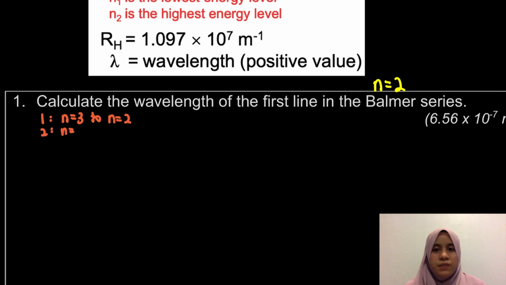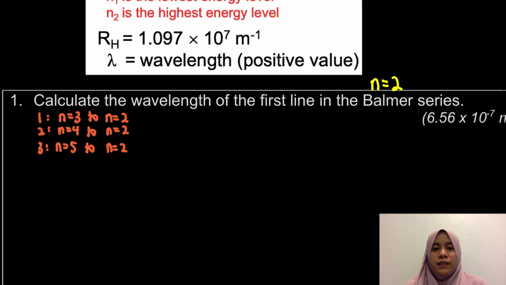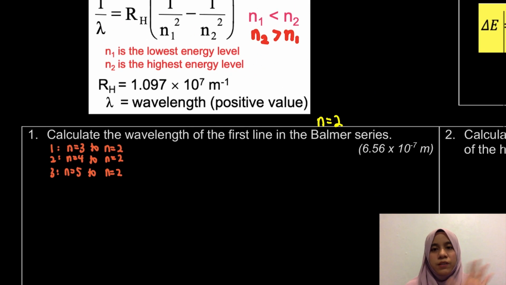Tapi yang ni sengaja je mesti tambah sikit lagi. So kalau second line, 4 to 2. Kalau third line, it's actually 5 to 2. That is our excited state. Kalau ataupun senang cara lain lagi, tambahkan number of line plus ground state.